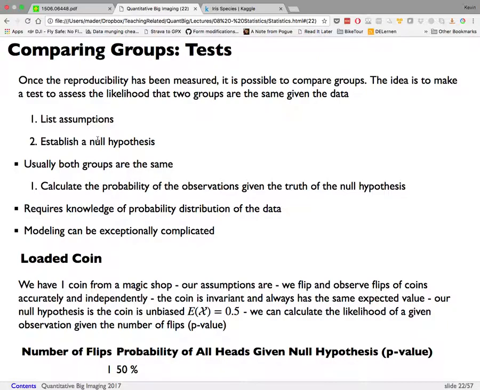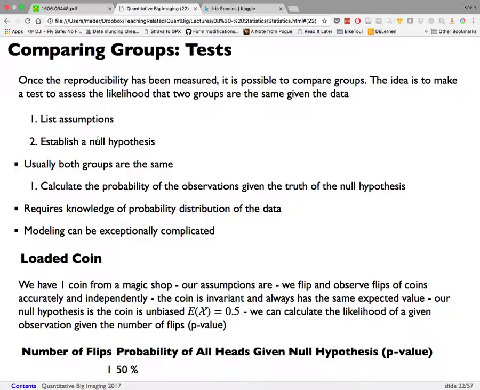And then you calculate the probability of the observation, so of the measurements that you actually took, given the truth of the null hypothesis. And so if we go back to the coin flip example, we assume the coin is unbiased. If we get 10 heads in a row, how likely is it that this assumption is still true? And so this requires, of course, knowledge about the probability distribution of the data, which is why we always, or almost always, assume it's normal.